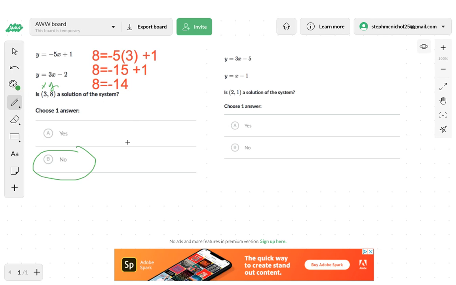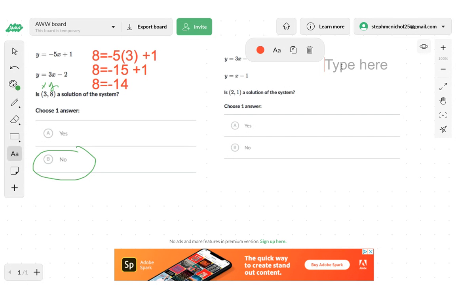You're always going to want to check both equations though, but if the first one doesn't work, then you already know it's not a solution for that system. It has to work in both equations. Okay, so I'm going to show you one more. So you have y equals 3x minus 5, and you have y equals x minus 1. So they want to know if 2 comma 1 is a solution to the system, right? So if it's a solution, it has to work for both equations. It has to come out equal.